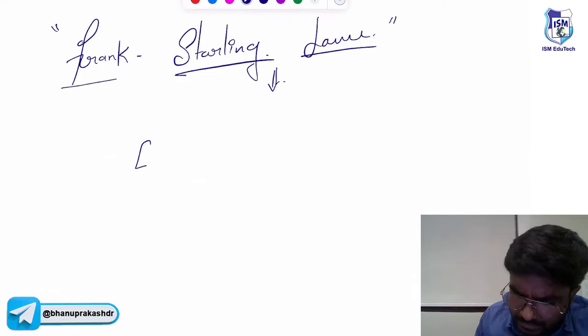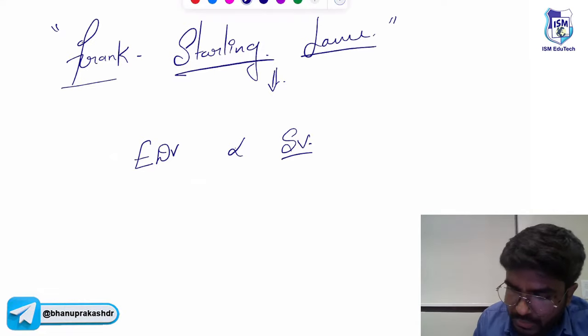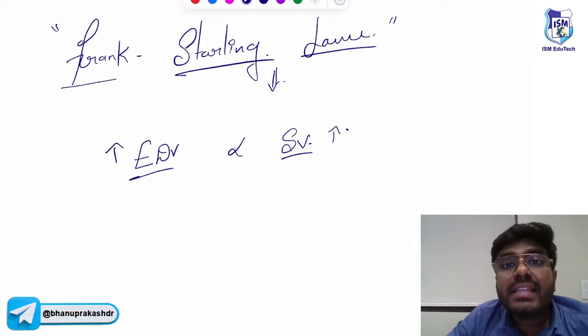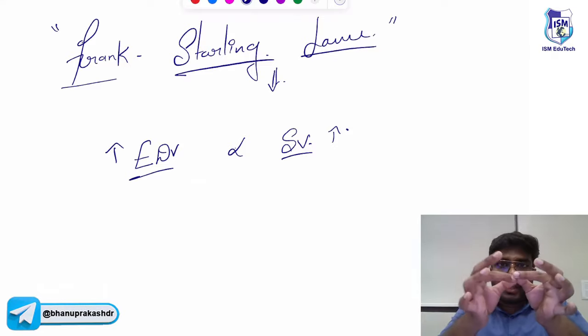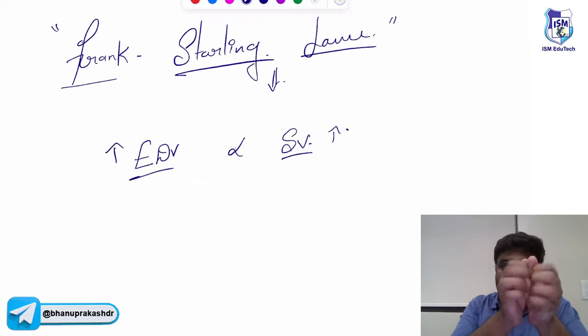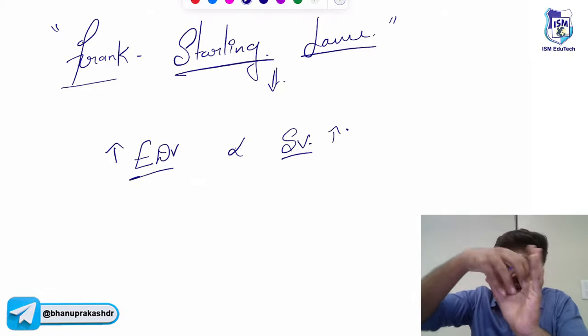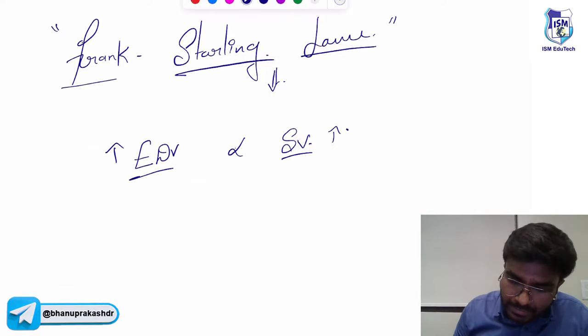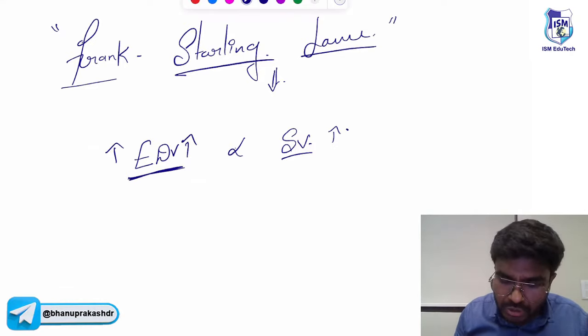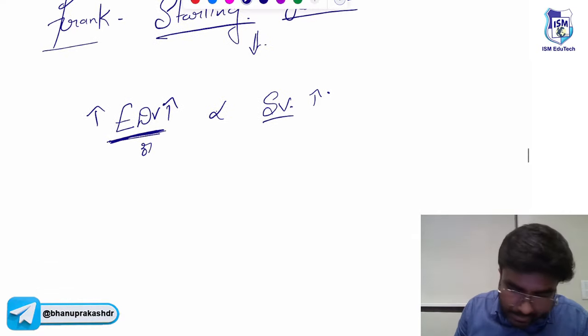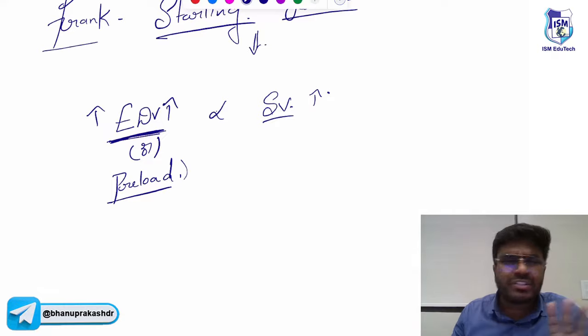End diastolic volume is directly proportional to stroke volume. If you increase the end diastolic volume, stroke volume also increases. Your heart is like a rubber band. The more you stretch the heart, the more powerful it will contract. The same way, if you put more blood into the heart, you are increasing preload, or increasing end diastolic volume. Preload and end diastolic volume, same thing.